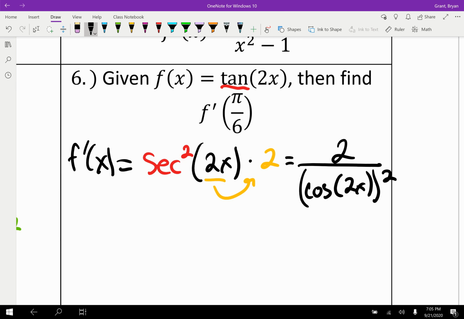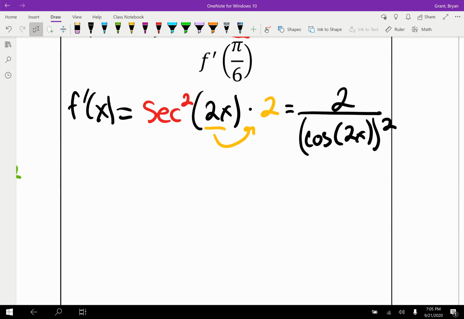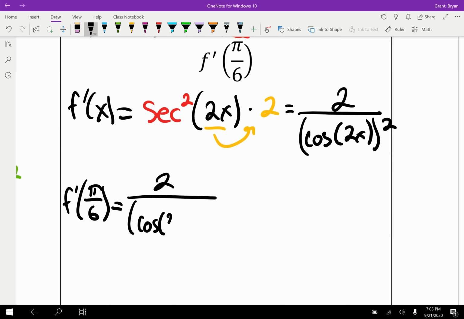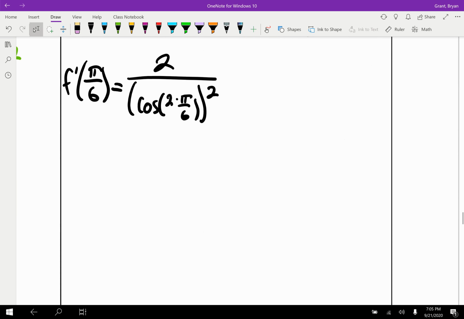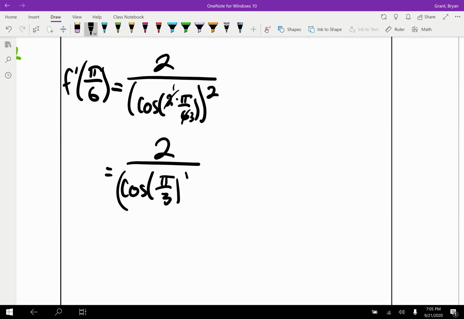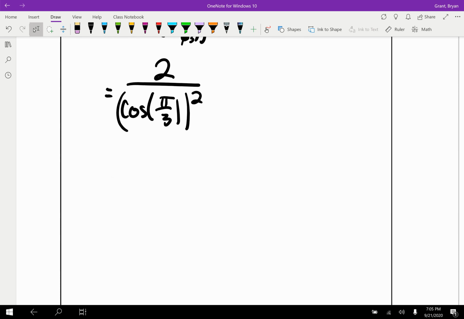All right, well, what do we do next? I think we need to evaluate this at pi over 6. F prime of pi over 6 becomes 2 divided by the cosine of 2 times pi over 6, all of that squared, and now it just becomes simplifying. Well, when we do this 2 times pi over 6, notice we can cross-reduce, and that leaves me really with the cosine of pi over 3 and then squared. We do need to evaluate the cosine of pi over 3.